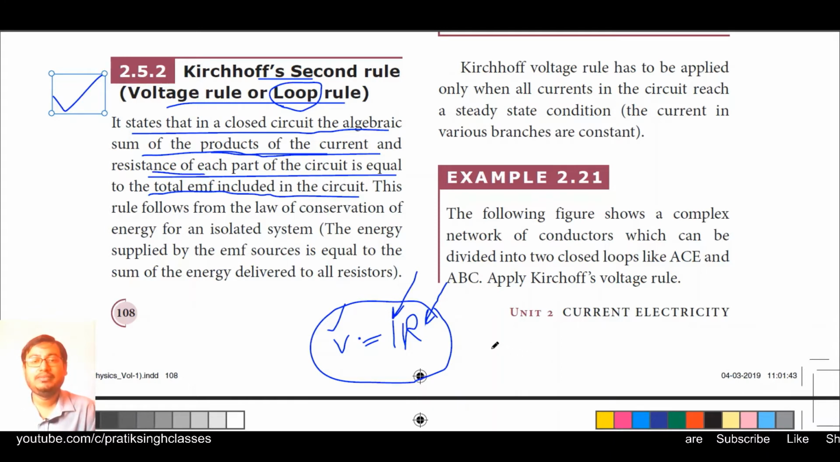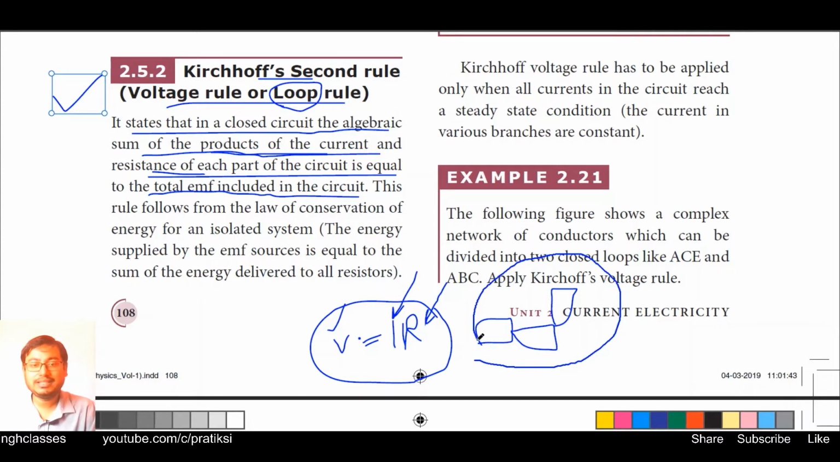Means if suppose we have a lot of circuits connected together, whether in a series way or in parallel way, and then we have to find total current in the circuit or total EMF in the circuit. What we have to do is find the I into R value for each circuit and then add them together. It is given here as algebraic sum.